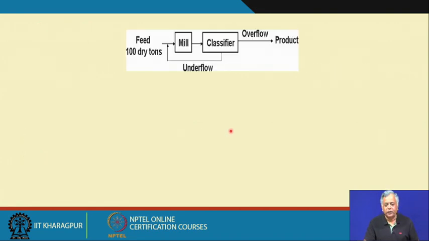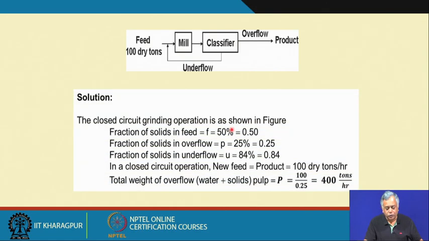I need to calculate the circulating load ratio. How do I do it? Here I have to use the concept of mass balance also. The closed circuit grinding operation is shown in this way. Whenever you are given this type of problem, it is better to draw the circuit, so that you do not have any confusion. That is what personally I also do.